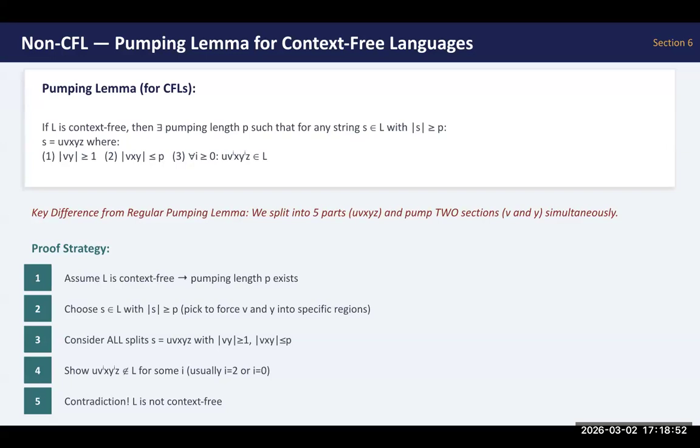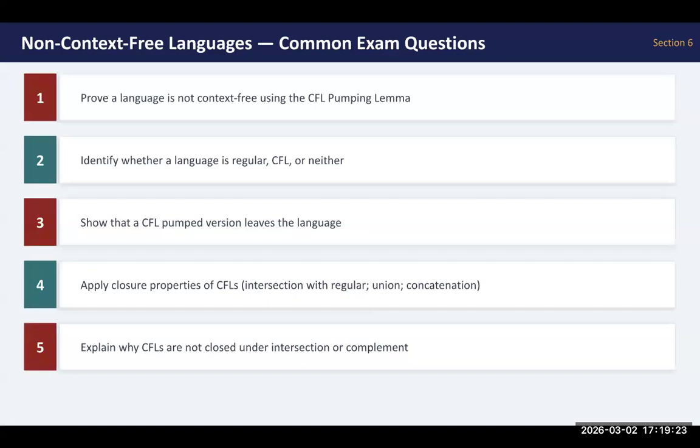So this strategy is basically you have to have five parts and you pump two sections simultaneously, which is v and y. And then it's similar where you have to assume that L is context-free. You have to choose an s, and you have to choose it cleverly so that you can contradict all these three rules. Consider all splits, and then show that that specific string is not in L, and that L is not context-free.